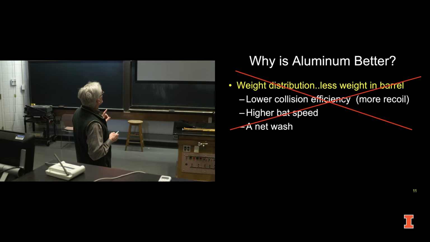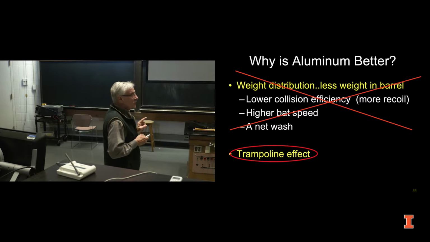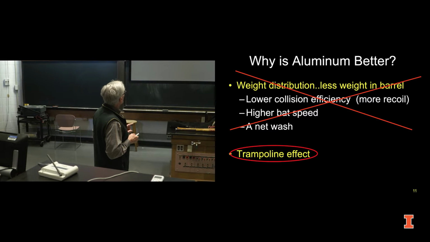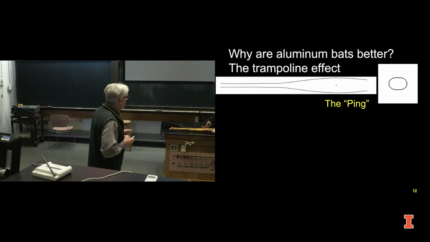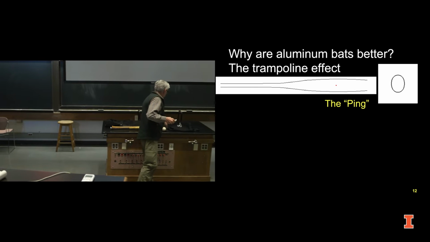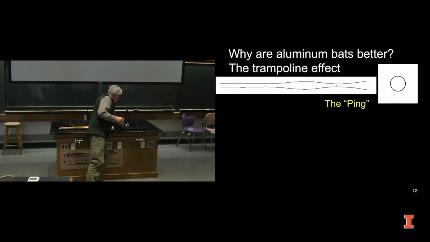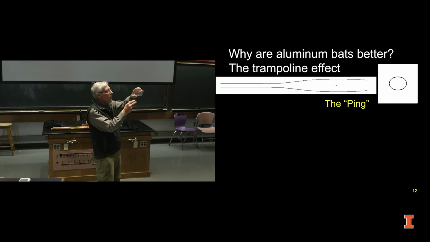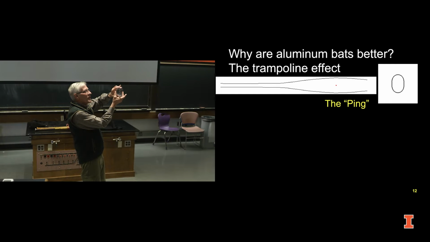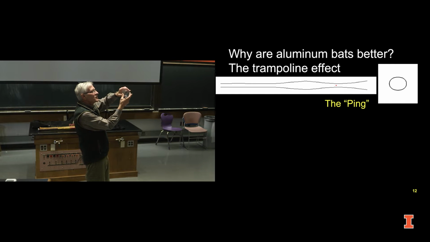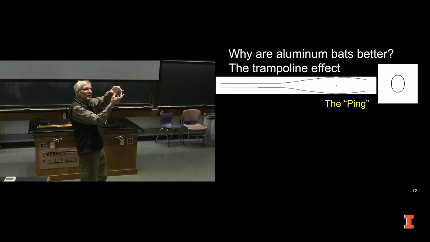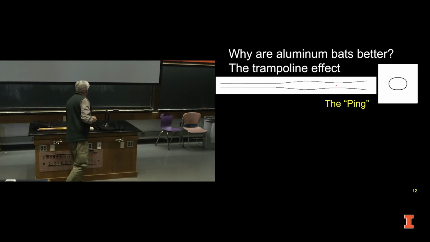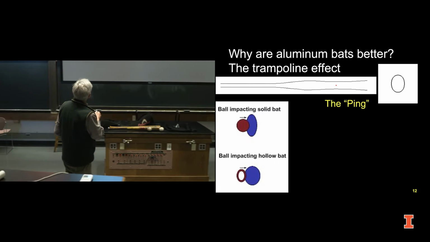The reason why aluminum is better is the so-called trampoline effect, and that's what I want to talk about now. So, pretend that this is a bat, and here's my hollow bat, and when the ball hits this aluminum bat, the wall of that bat can compress. So you're seeing it in this picture here.